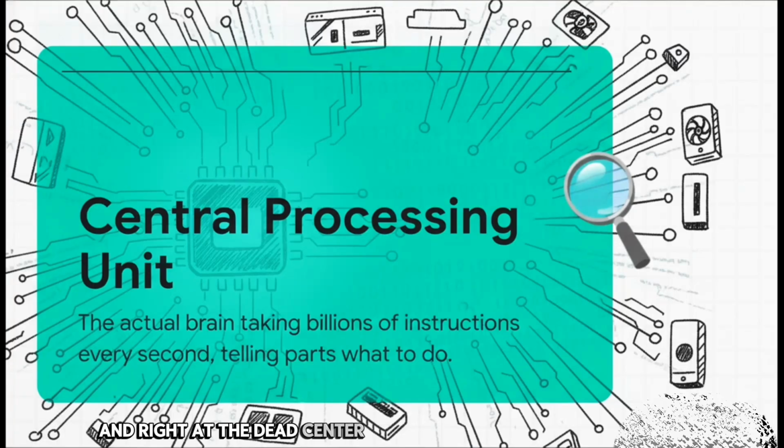And right at the dead center of this entire ecosystem is the CPU, the central processing unit. This thing is the literal beating heart and the processing brain of the whole operation. It manages these incredibly massive data streams, taking in billions of instructions every single second. Just to put that into perspective, that's roughly the equivalent of reading every single book in your local library in the absolute blink of an eye. It's wild. It tells every single other physical part exactly what to do and exactly when to do it.